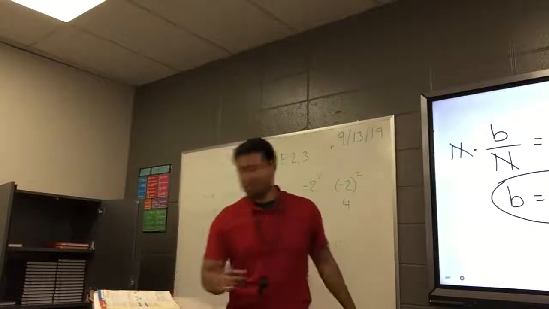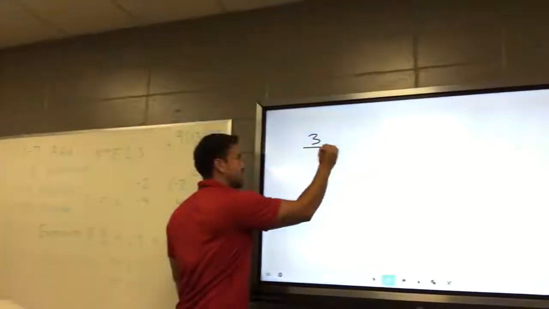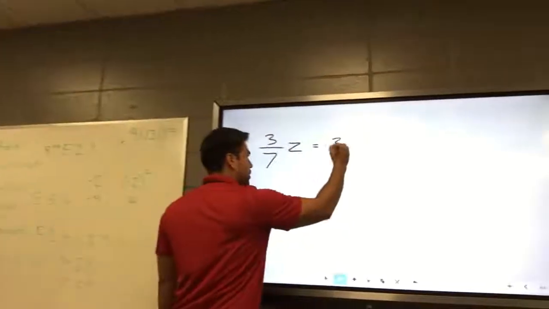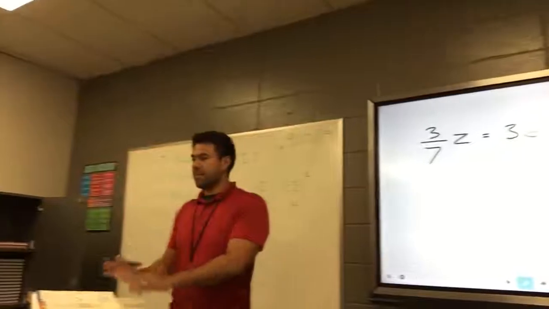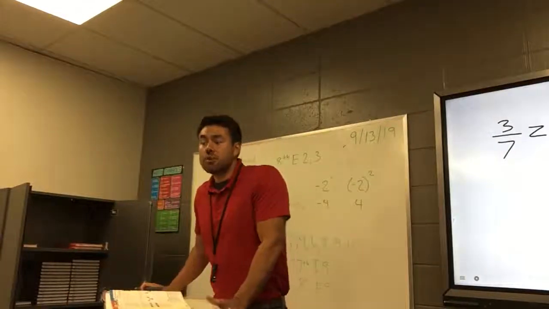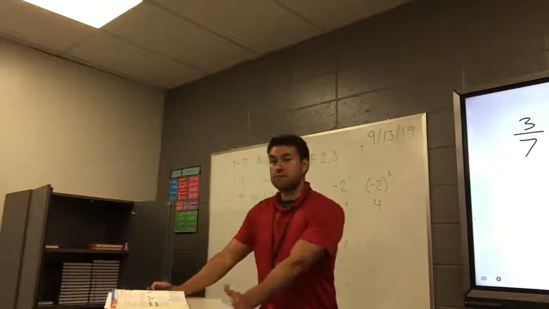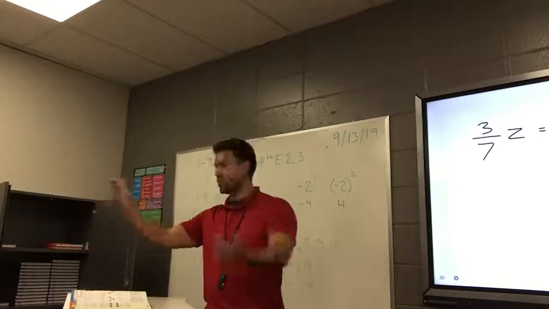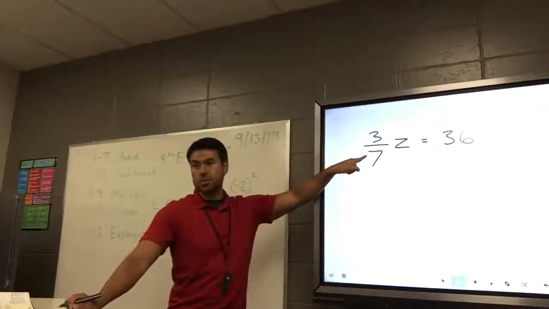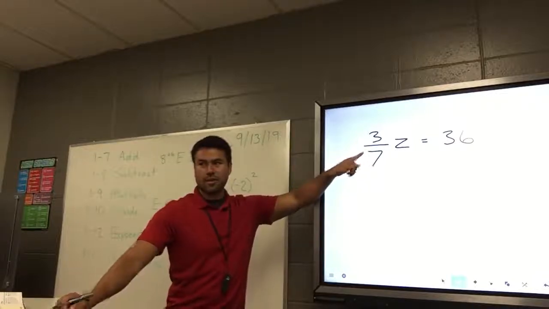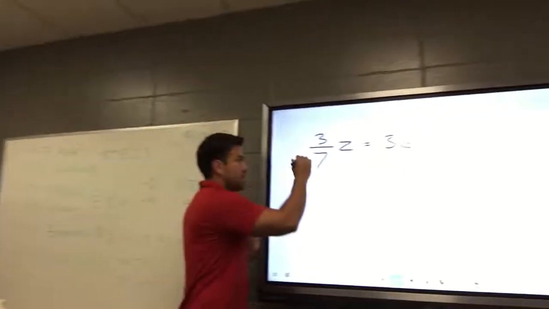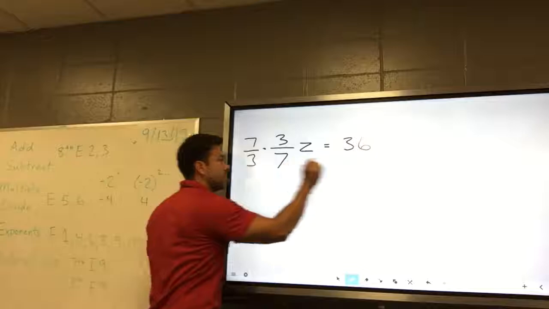Okay, what about this one that you've dealt with before, but maybe you're not as comfortable with? 3/7 z, I'm trying to make that z clear, equals 36. Which operation normally undoes multiplication? Division, right? Multiplication undoes division, and division undoes multiplication. They undo each other. But what am I going to do here to undo the multiplication of 3/7? Multiply by 7/3. Multiply both sides by 7/3.